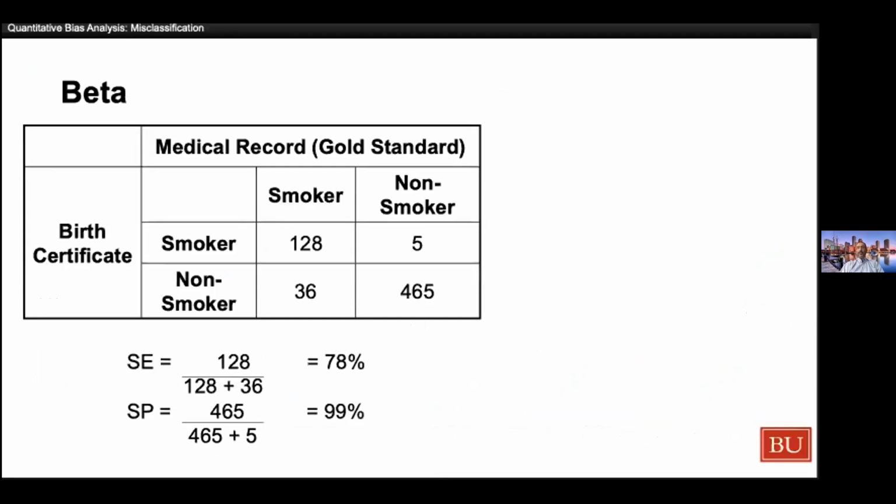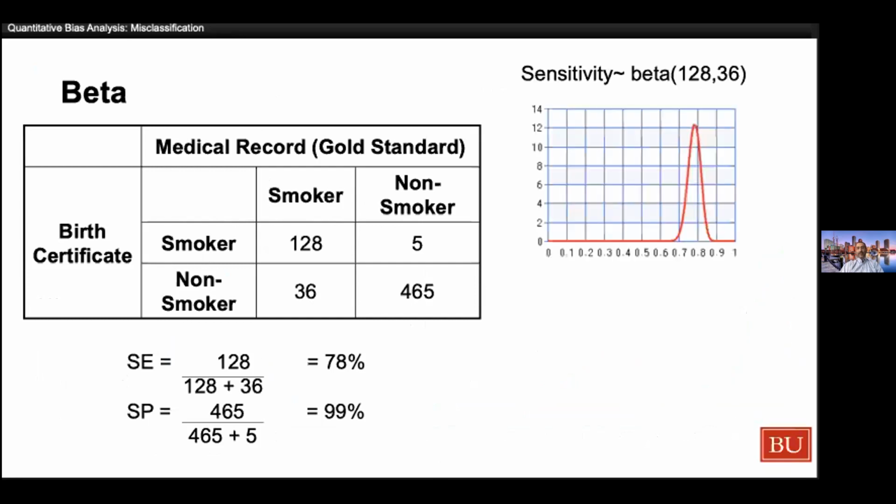So I can use the beta distribution to summarize my uncertainty in the bias parameters. So say I did a validation study where I had both the birth certificate measure of smoking on the left, and then I went to a medical record and got information on smoking. So I can now calculate the sensitivity and specificity, but those are measured with random error, right? There's sampling variability in there. And so I could summarize that with a beta distribution by using the numbers.